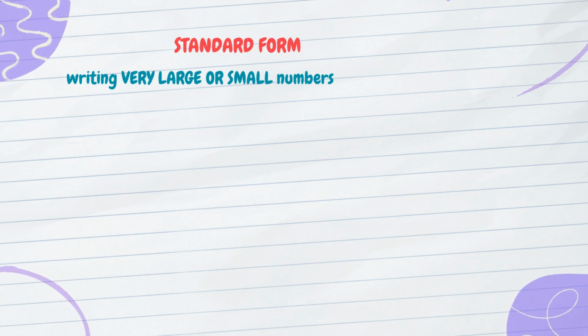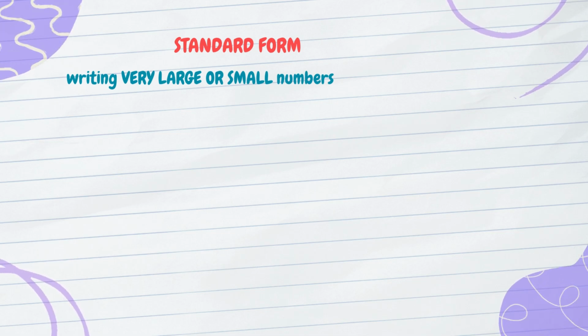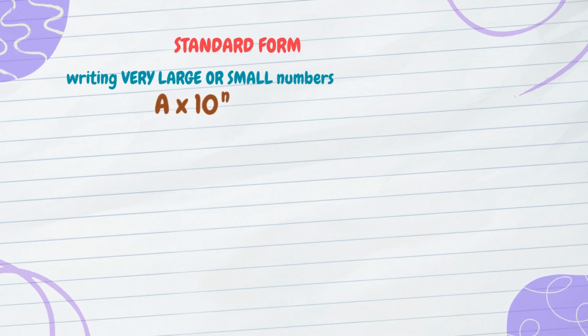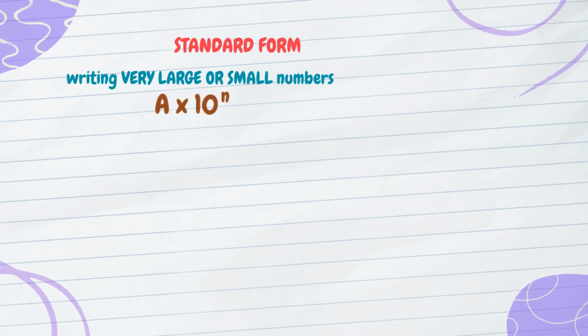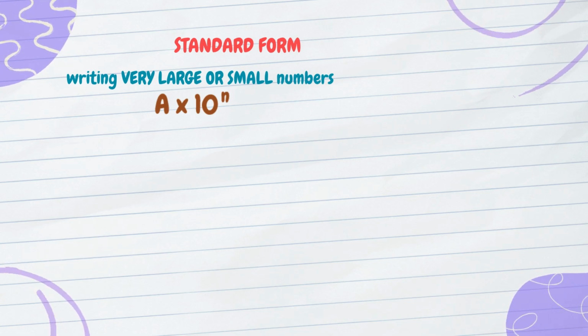To recap, standard form is a way of writing very large or small numbers. Standard forms are written as a general formula, a times 10 to the power n, where a is a number between 1 and 9, and n is an integer.